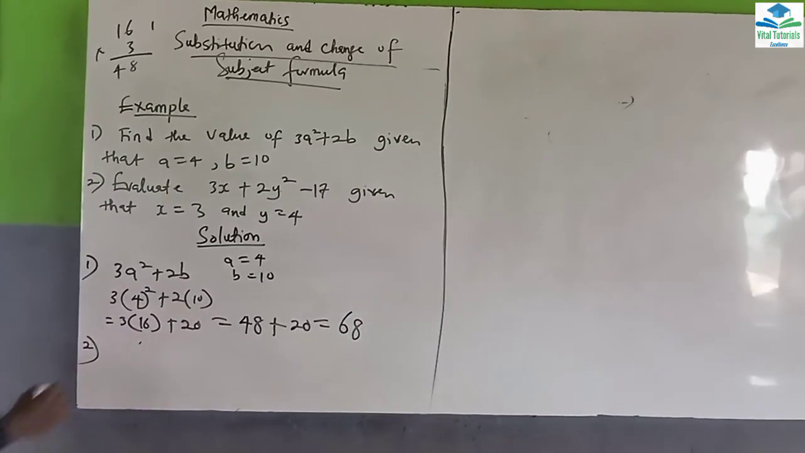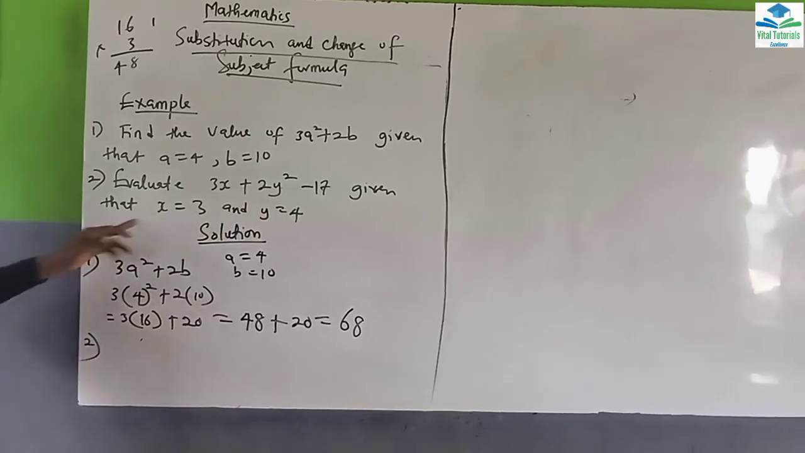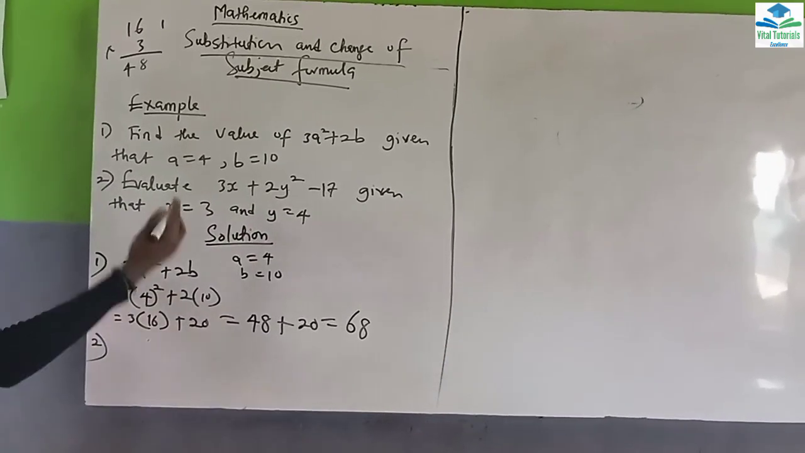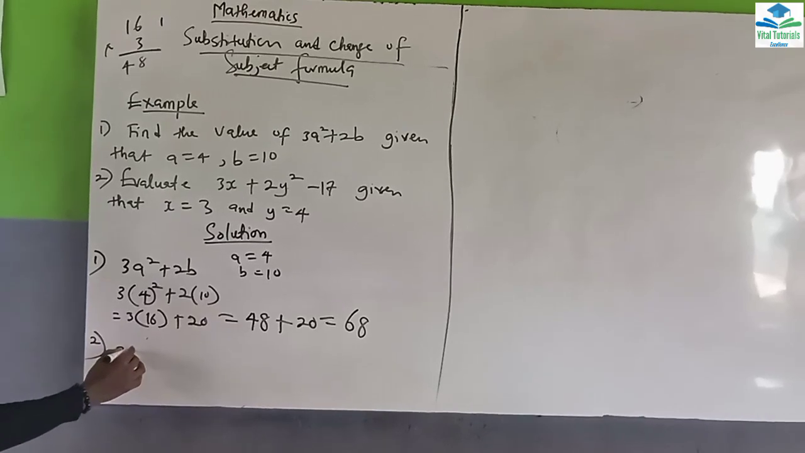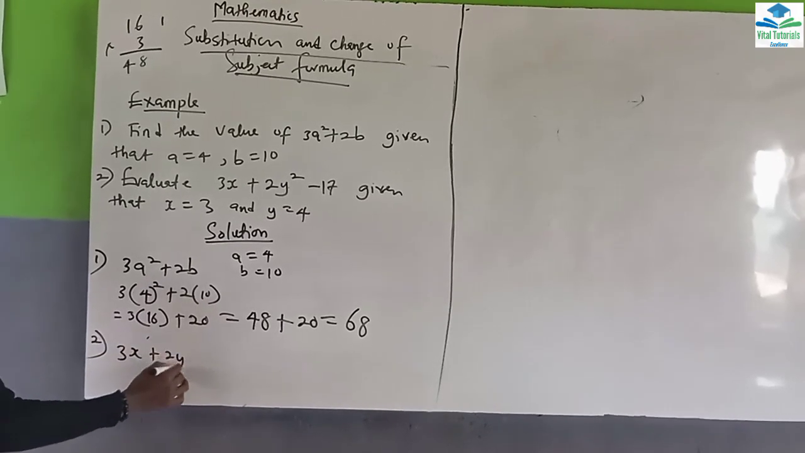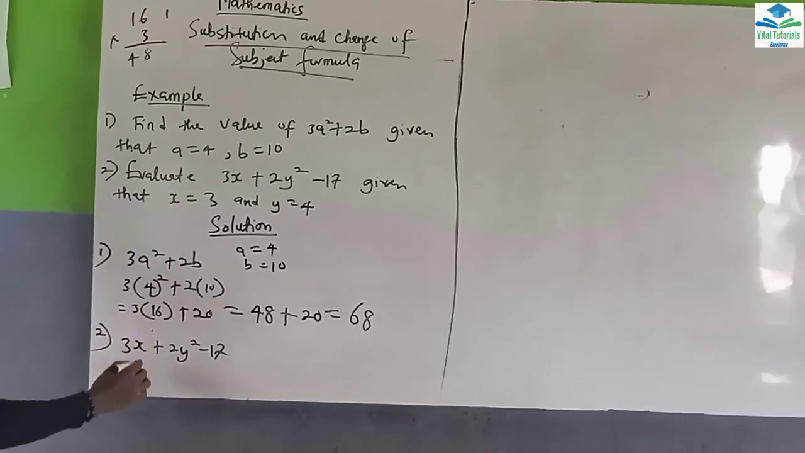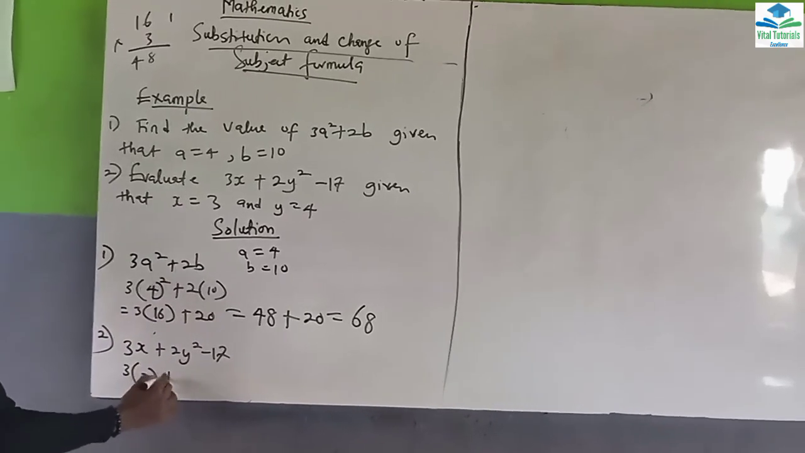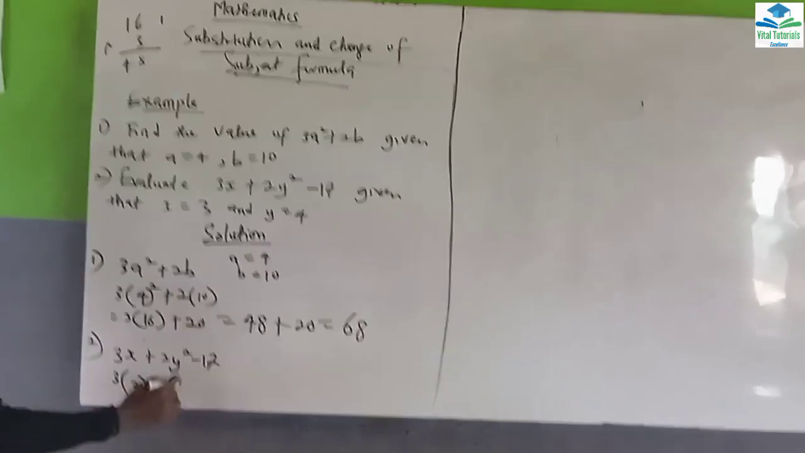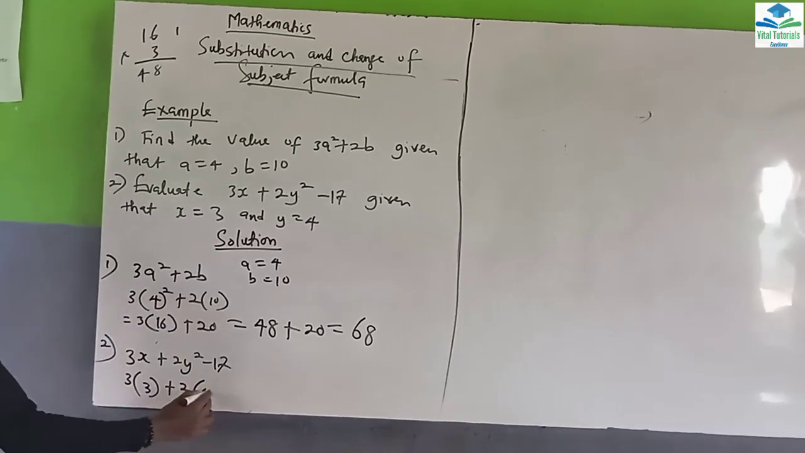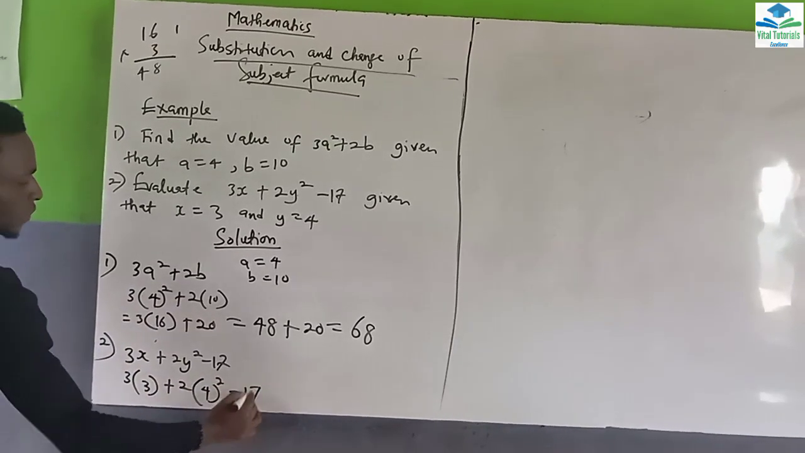Then for the second question, you have evaluate this given that x equals 3 and y equals 4. Wherever you see x, you put 3, y you put 4. That's 3x plus (2y) squared minus 17. So 3, what is x? x is 3, plus 2 bracket. What's our y? Our y is 4. That's 4 squared minus 17.